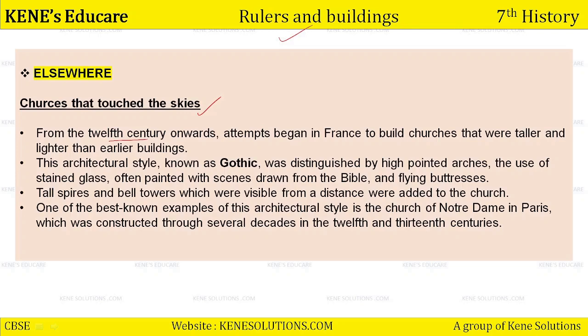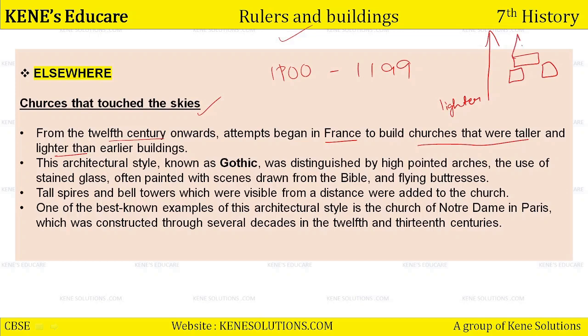So basically from the 12th century onwards, 12th century means 1100 to 1199. So from the 12th century onwards, attempts began in France to build churches that were taller and lighter than earlier buildings. The first thing said was that they have to be taller and lighter in weight. Light pillars, light beams, light stretch on the church, everything has to be lighter than the earlier buildings. This architectural style, known as the Gothic style of architecture, was distinguished by high pointed arches.